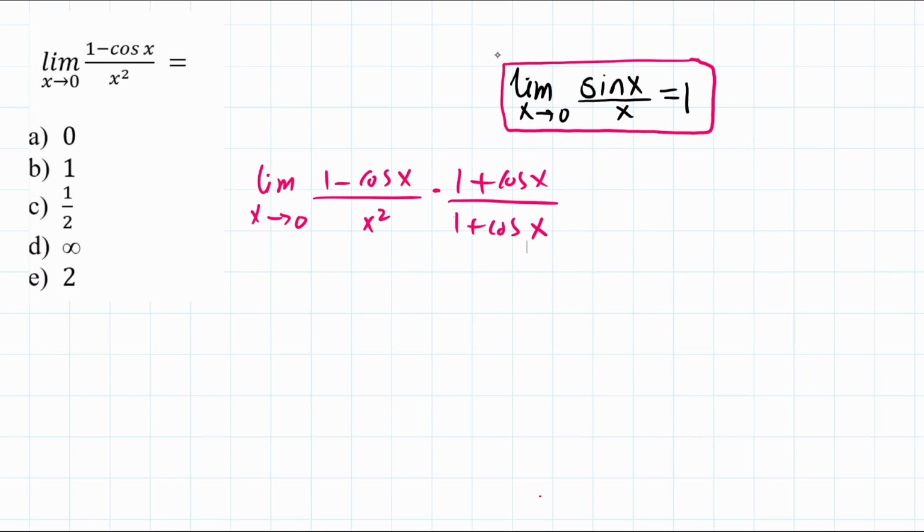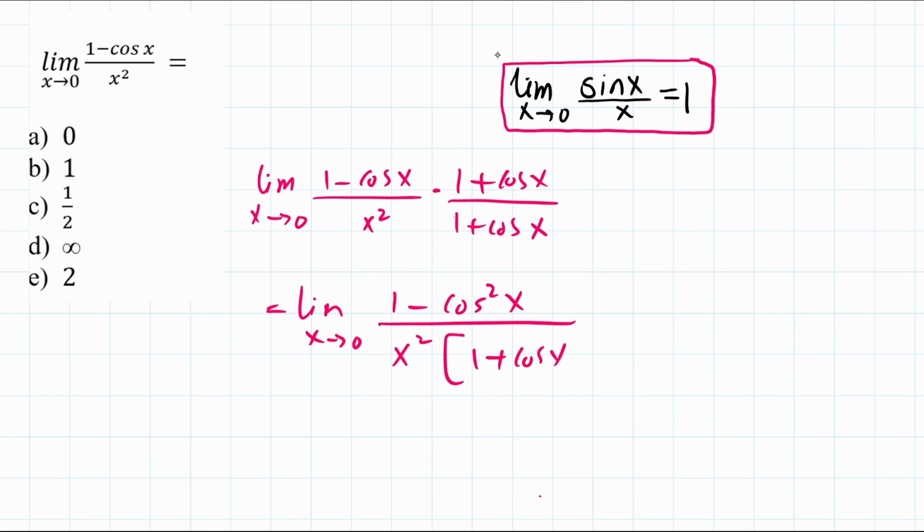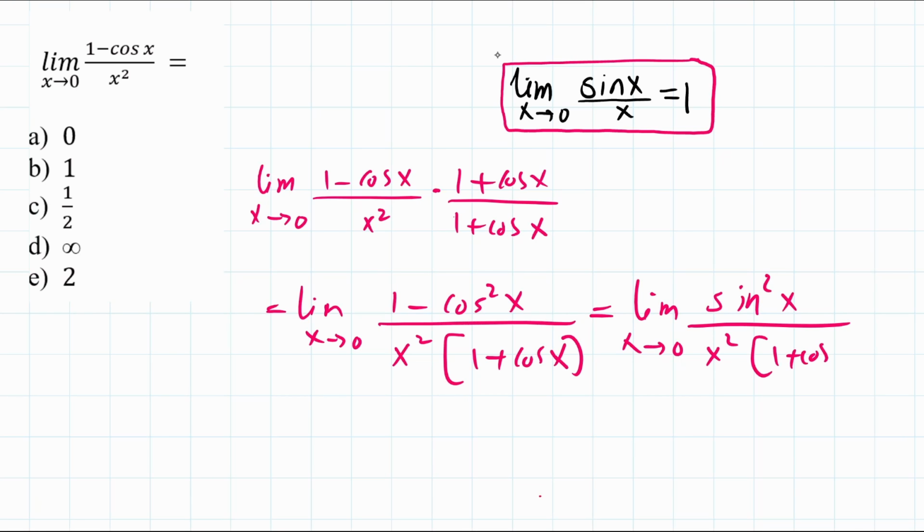And the reason why we multiply by the conjugate is that we will get in the numerator 1 minus cosine squared x, as it is the difference of two squares, and in the denominator we will have x squared multiplied by 1 plus cosine x. So the numerator is going to be only sine squared x, so this is sine squared x divided by x squared, and then 1 plus cosine x.